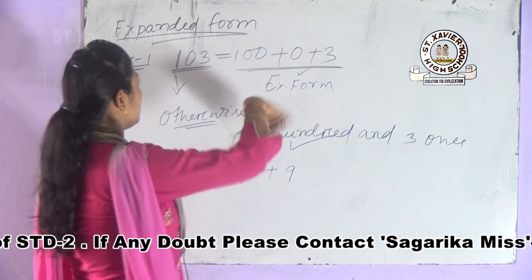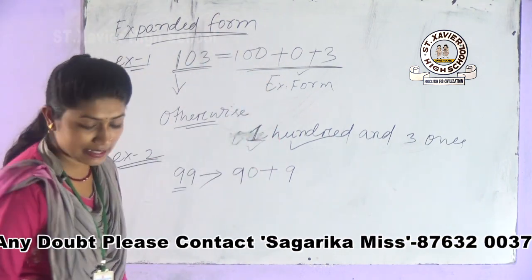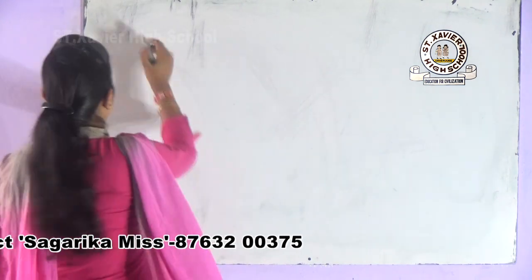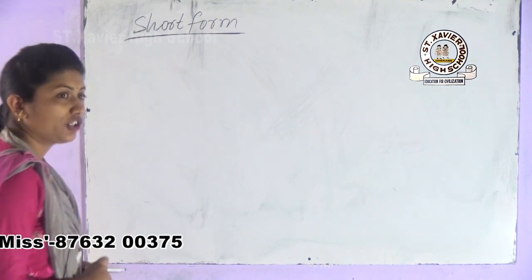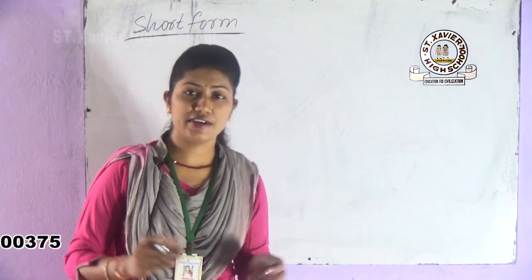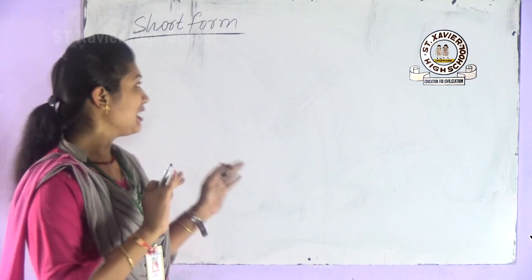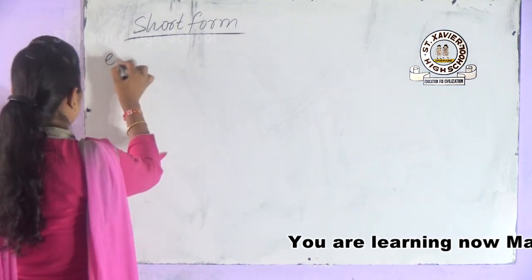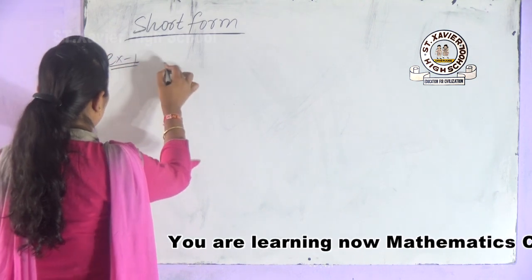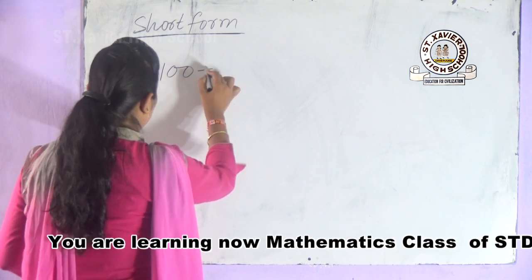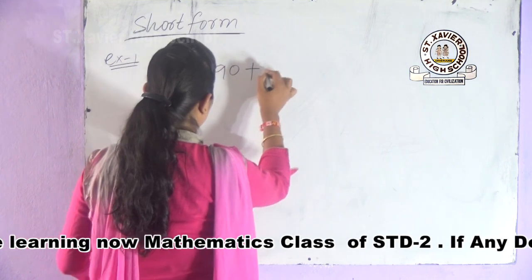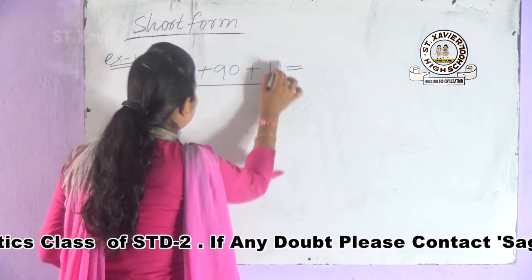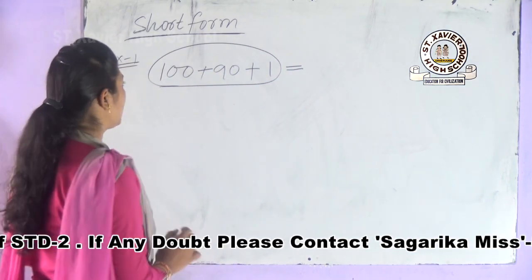This is the opposite of expanded form, that is short form. Write down short form. Short form means the given question will be an expansion and you have to write it in short form. So, example 1 is 100 plus 90 plus 1. You have to shorten this expansion. How can you shorten it?